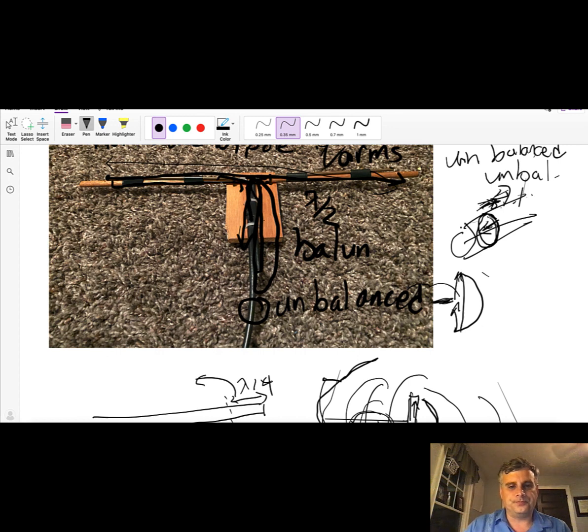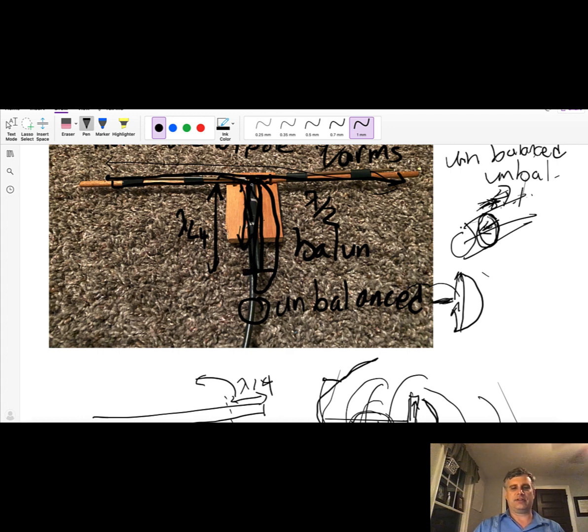So, one of the reasons why you have this quarter wavelength balun on here is to suppress those currents that are flowing on the outside of the coaxial cable. Now, the astute student will look at this system and say, hey, wait a second. You said this is a quarter wavelength.